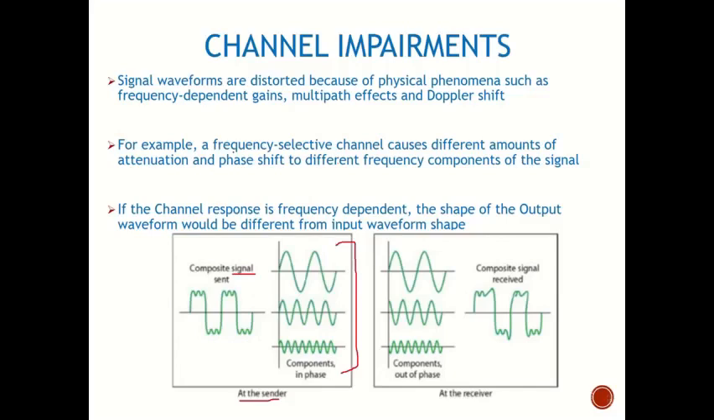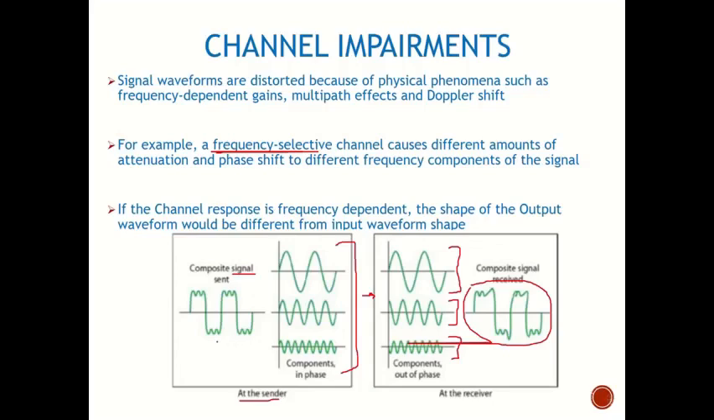Now, generally, channels are frequency selective, so their response for one frequency is slightly different from the response for the adjacent one. If that is the case, when this composite signal is transmitted over the channel, then this one may be attenuated a bit more compared to this one, or this one may be a bit delayed compared to the adjacent one. So if we combine all these frequencies, the signal that we receive will be a bit distorted.